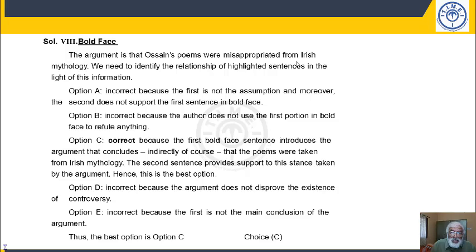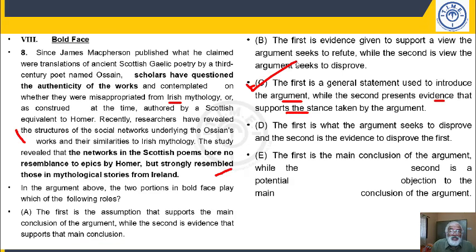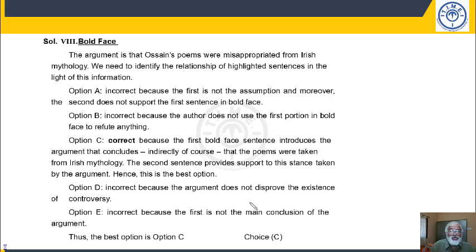And E is incorrect because the first is the main conclusion, while the second is a potential objection to the main conclusion. This is what's wrong with it. It's not a potential objection to it, it is potential evidence of it, right? So that is why E is also wrong. So the answer then would be C.